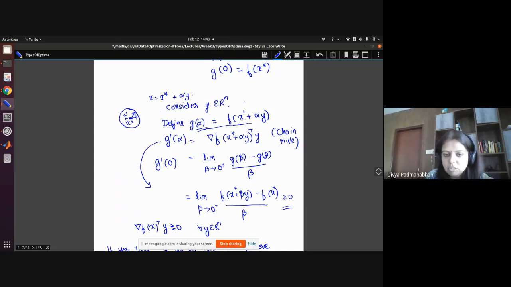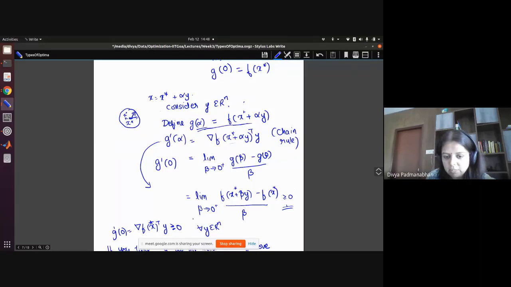Now another expression, from this expression, when you apply the chain rule, we have this, right? It's gradient f(x star) transpose y. So this is g prime of 0, and you get this from the chain rule by substituting the value of alpha. And so this has to be greater than 0 from here.